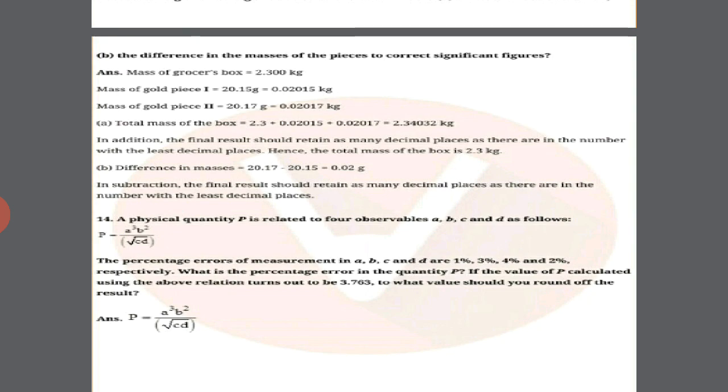A physical quantity P is related to 4 observations A, B, C, D as follows. The percentage errors of the measurements in A, B, C and D are 1%, 3%, 4% and 2% respectively. What is the percentage error in the quantity P if the value of P calculated using the above relation turns out to be this? What value should be rounded off to the result? Let's find out.